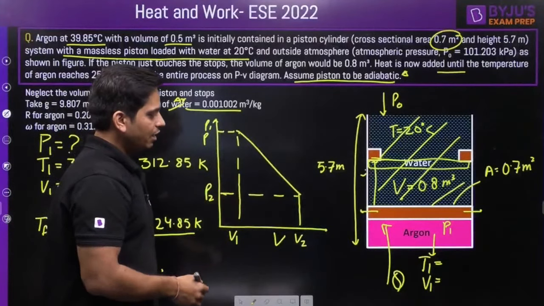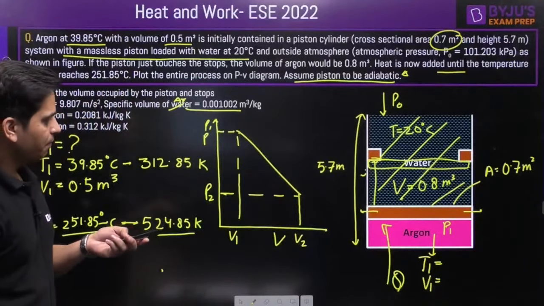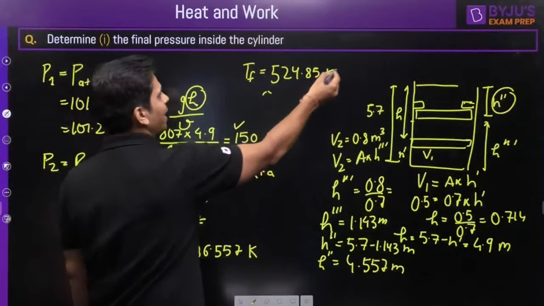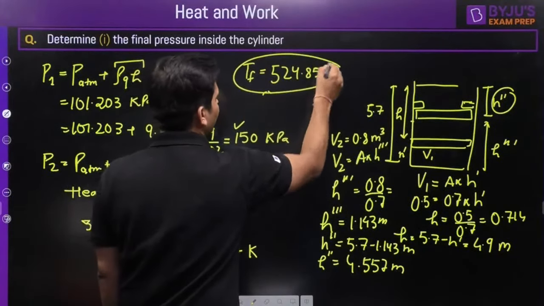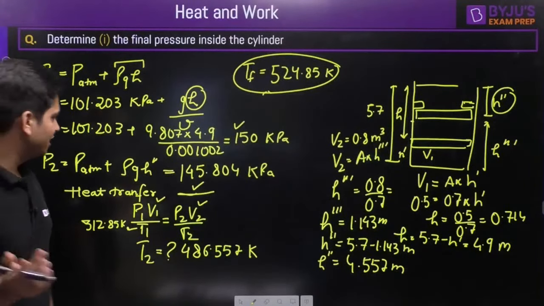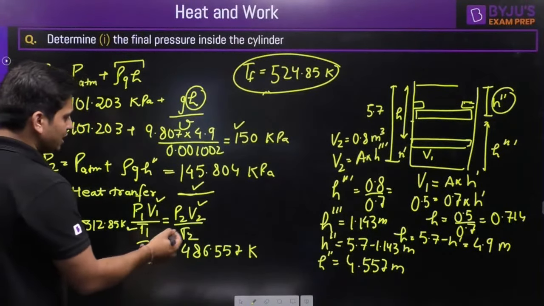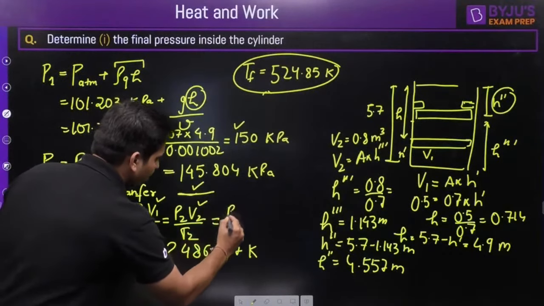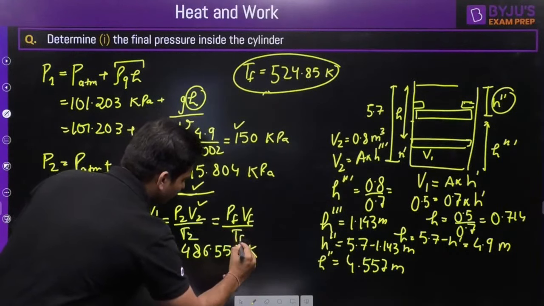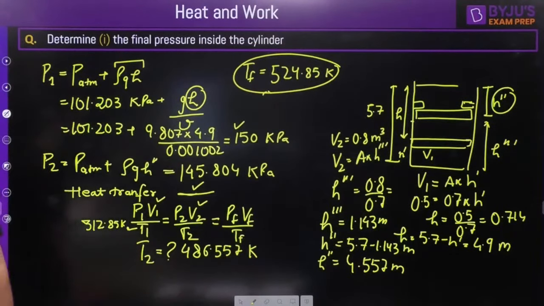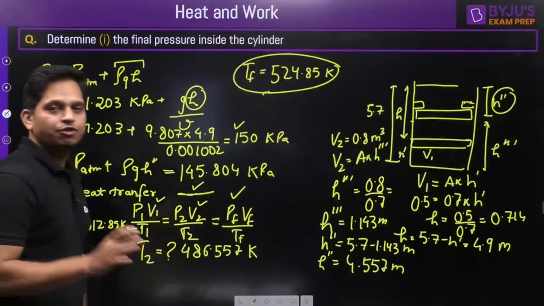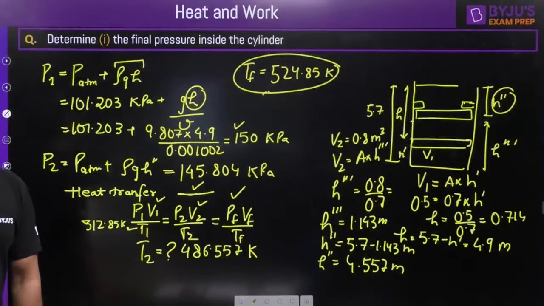So we have to find out the final pressure when the temperature is this. What is the final pressure when temperature is this? How do you do that? Very simple. Instead of this, you can put P final, V final upon T final. You can use this. P final I need to calculate. What is V final?